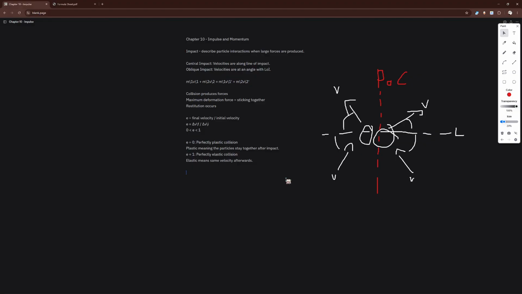So when you're solving a question, you're going to look for two things, right? You're going to find your line of impact, and you're going to find your point of contact. So along the point of contact, velocity doesn't change. And if velocity isn't changing, that means momentum isn't changing, because momentum is mass times velocity, and mass, as we already know, is always constant. So velocity doesn't change.